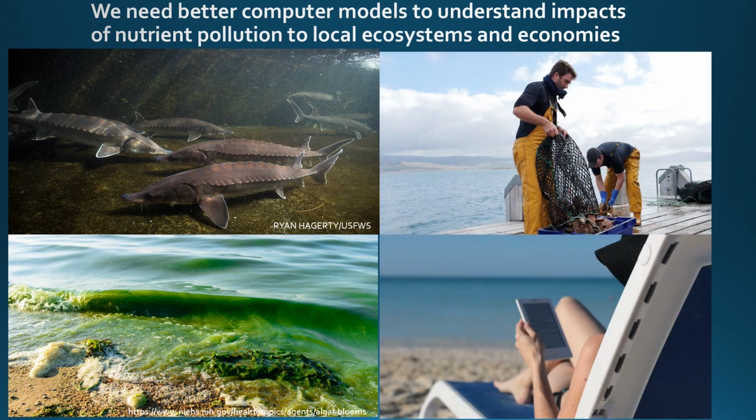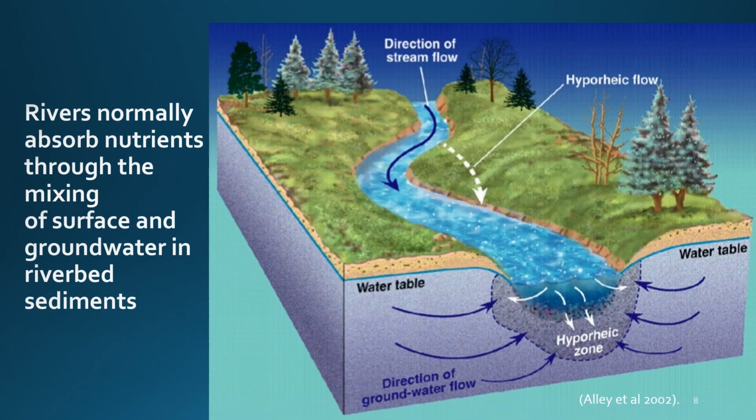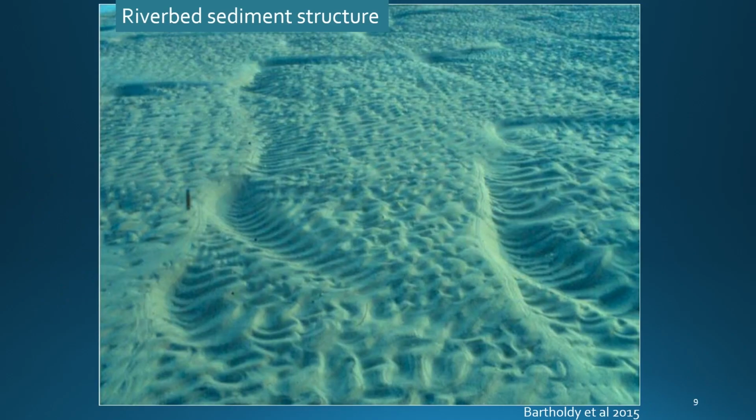We first need to understand what usually happens to nutrients in our ecosystems. Rivers normally absorb nutrients through the mixing of surface and groundwater in riverbed sediments in this location here called the hyporheic zone. One way this mixing happens is because of the physical structure of riverbed sediments. To see how this happens, we'll take a look at this cross-section here.